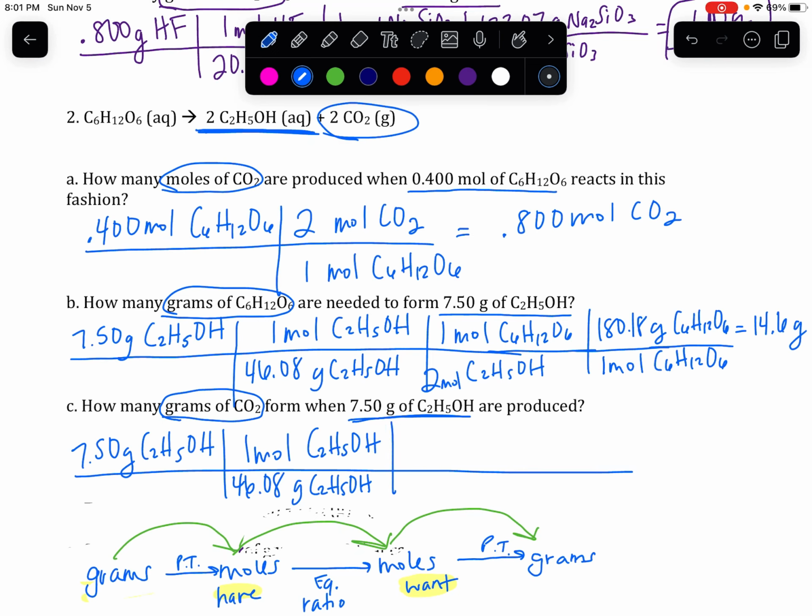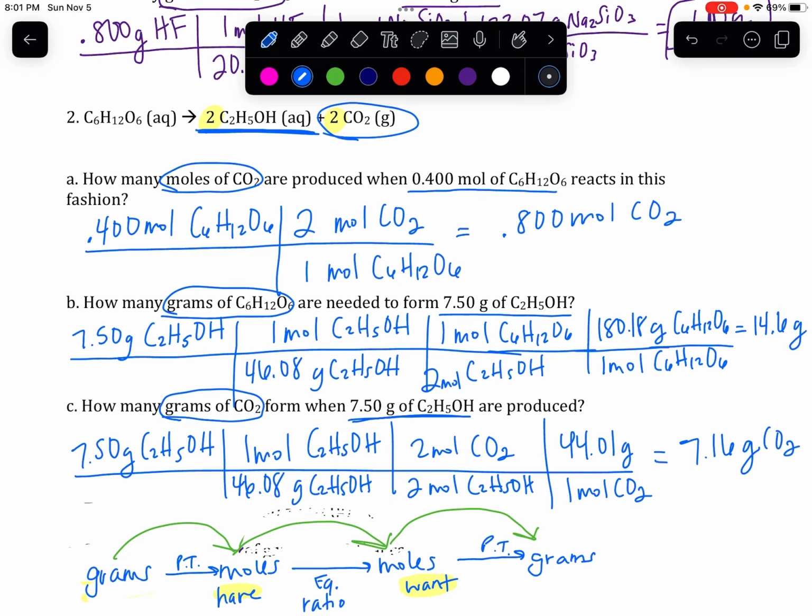My first step, periodic table. Now that I have moles, I can use my balanced equation. My equation tells me I have 2 for 2, so I'm going to say 2 moles of C2H5OH for every 2 moles of CO2. Now that I'm in moles of what I want, I can go to grams. I know that 1 mole, moles on the top, mole on the bottom, is 44.01 grams. Now I can multiply everything on the top, divide by everything on the bottom, and I end up with 7.16 grams of CO2.